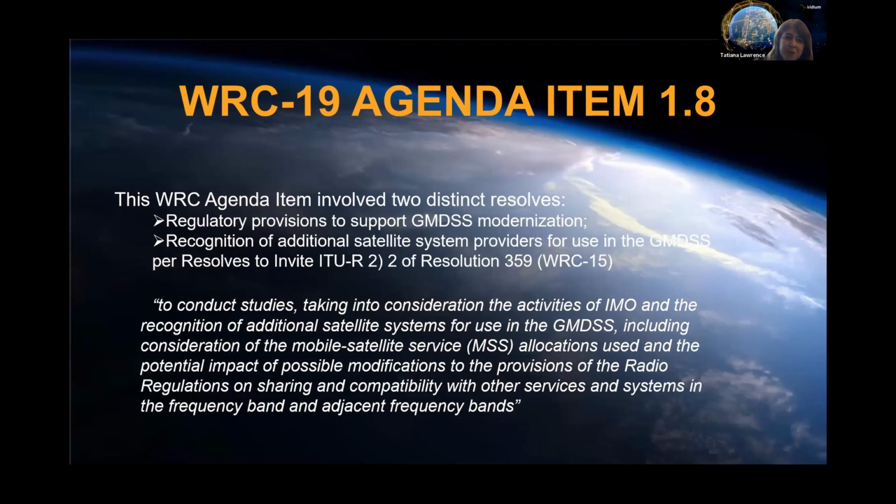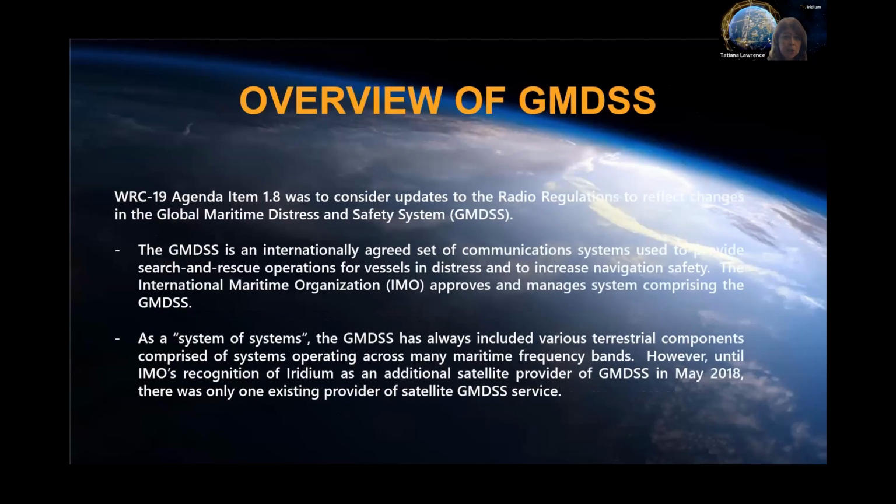For 4 years, we have been working on agenda item 1.8, which actually addressed two independent issues. One was GMDSS modernization, which I'm not going to talk about here. And one is the introduction of additional satellite systems and the regulatory measures that ITU has to take to accommodate the additional satellite provider, which was Iridium. It was Resolution 359. So what is GMDSS? It's an international set of communication systems used for vessels in distress. It's mandatory on all vessels over 300 tons, and it's used for rescue work, navigation safety, and transmitting weather and other alerts. GMDSS is managed by the International Maritime Organization, another United Nations agency.